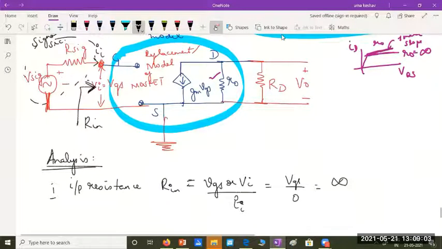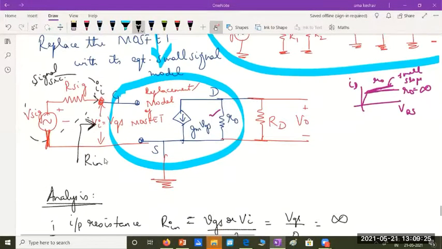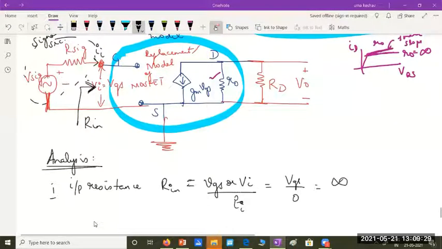Any doubts? Arbia Banu? Arbia, you're unmuted. Do you have any doubt? No, ma'am. Ma'am, can you repeat, ma'am? Yes. What do you want me to repeat? Getting the circuit or finding input resistance? Ma'am, the analysis part.